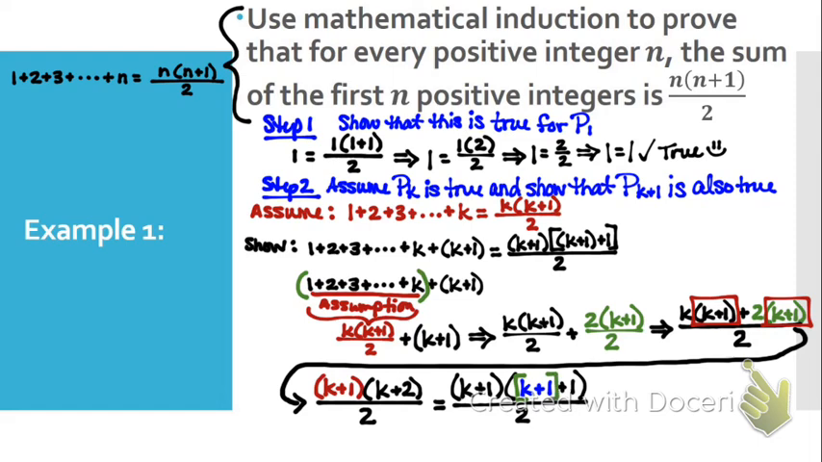Yep. This right here is exactly the same as what I said I wanted to show. This is the same as this. I just proved it. We just proved it. We used this assumption right here to show that the next one would also have to be true. And so our proof is complete.